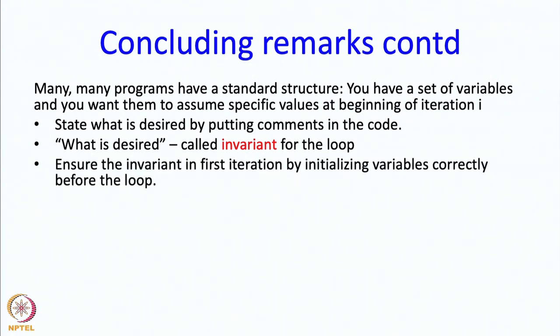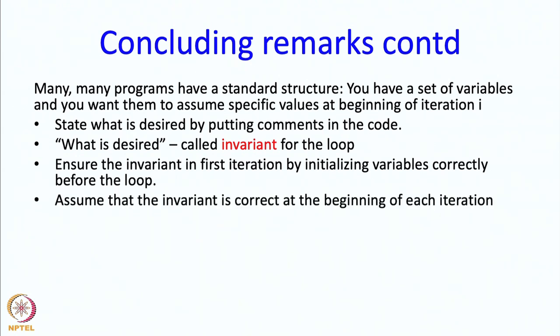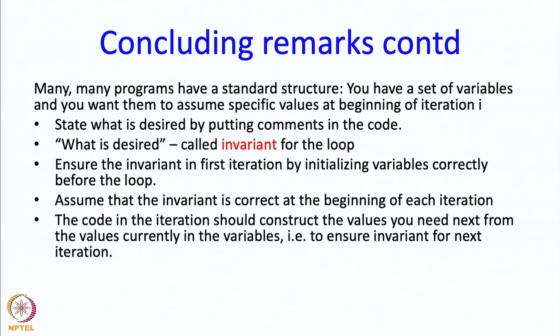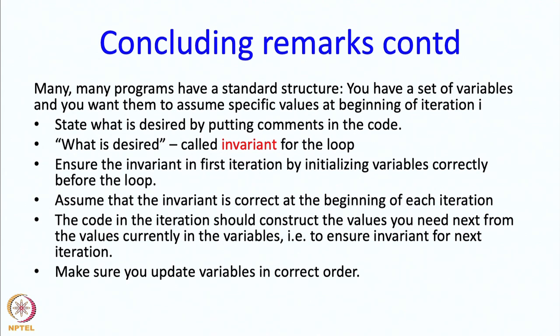You can ensure that the invariant is true for the first iteration by initializing variables correctly before you enter the loop. Now, for the subsequent iterations, you can assume that the invariant is correct at the beginning, and then you should change the values of the variables so that it becomes correct at the end. Okay? That's what the code in each iteration is supposed to be doing. And to get this right, it is good to be careful. It is good to ask, look, I want the value of this variable to be divided by this variable. Now, it could be the value at the beginning or the value at the end. Which value am I supposed to use? So be very careful about that, and then it will make sure that your updates will happen in the right order.